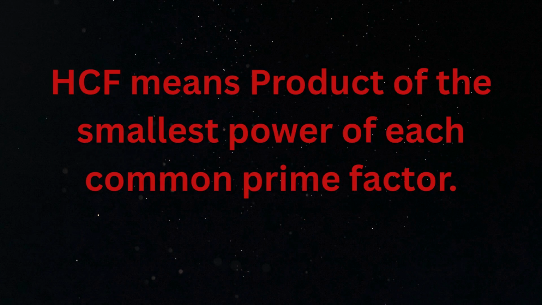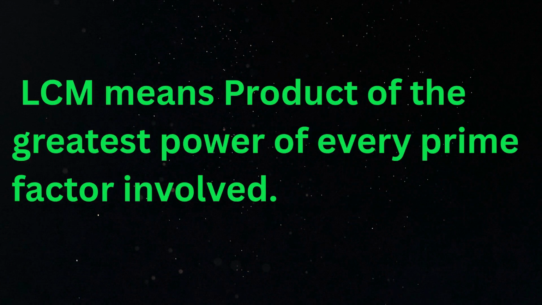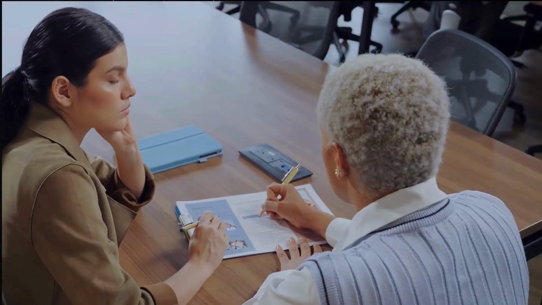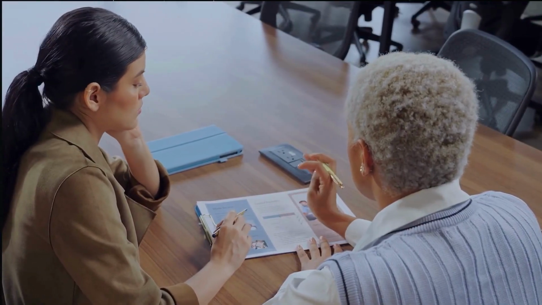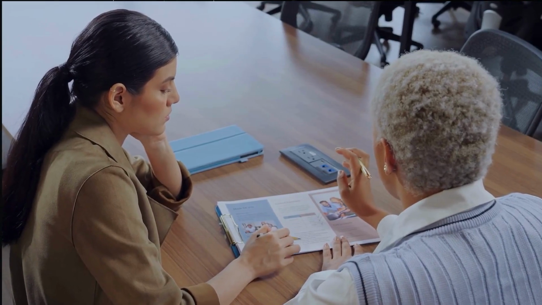So remember this golden rule. HCF means product of the smallest power of each common prime factor. And LCM means product of the greatest power of every prime factor involved. This brings us to the end of this topic, and I hope you understood the concept clearly by now.